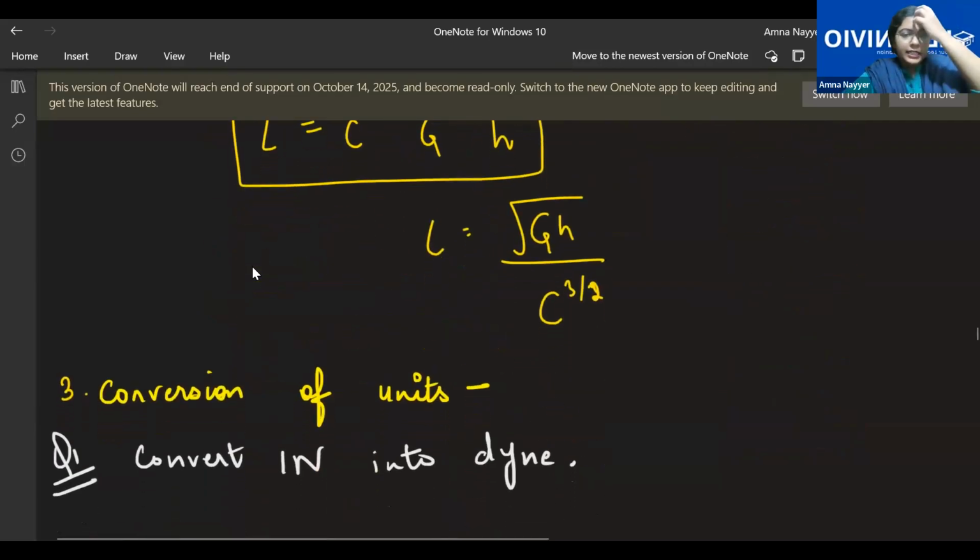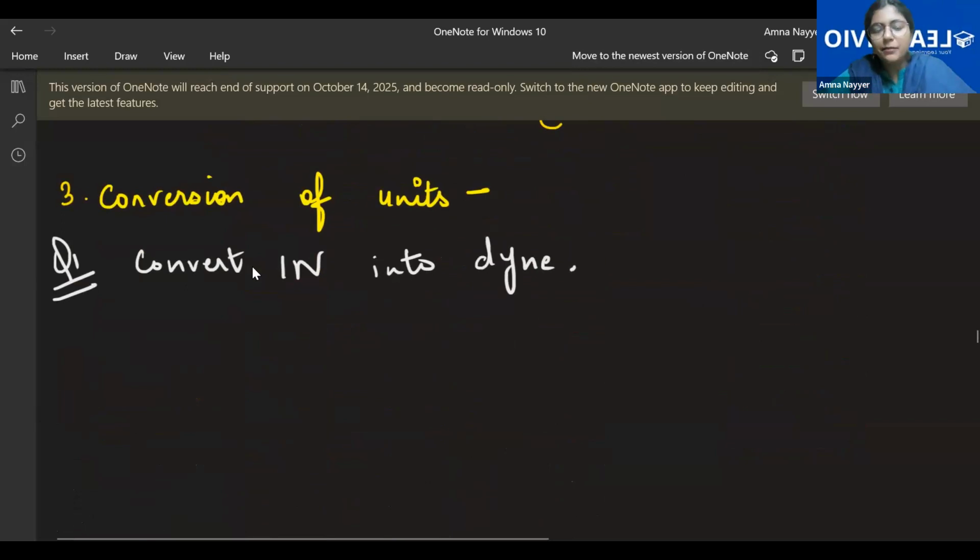Okay. Now, last topic of this chapter, conversion of units. See, this is the last topic, and tomorrow we'll have to start with vectors then. So, Mariam, it would be a sort of revision for you. And Nabiha, we'll start with unit vectors, so that part will be completed.